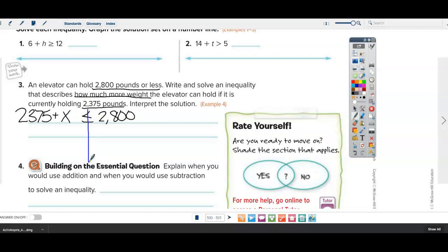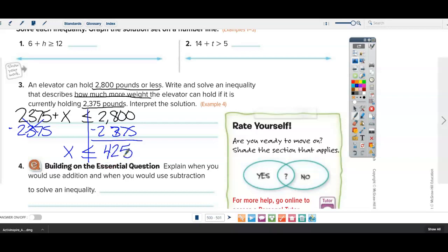To solve, I always work on the side that has the variable. I have a positive 2,375, so I'm going to subtract 2,375. I made a zero pair. x is less than or equal to, and when I subtract, I get 425.